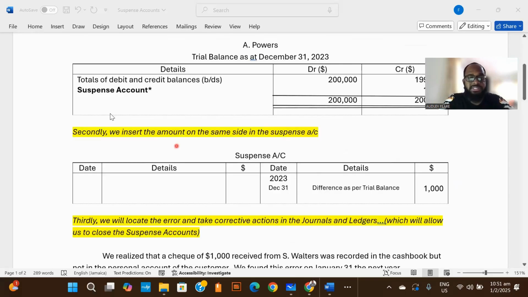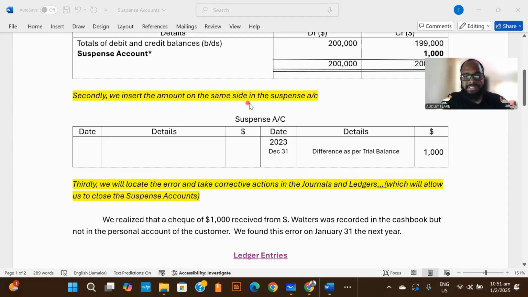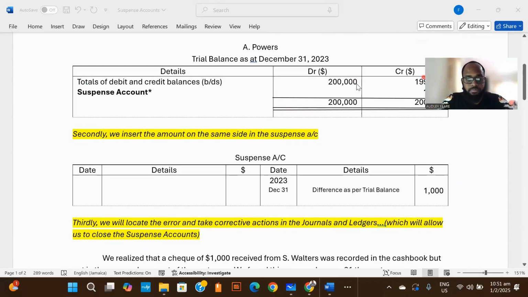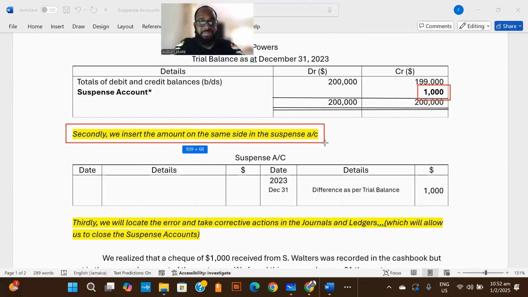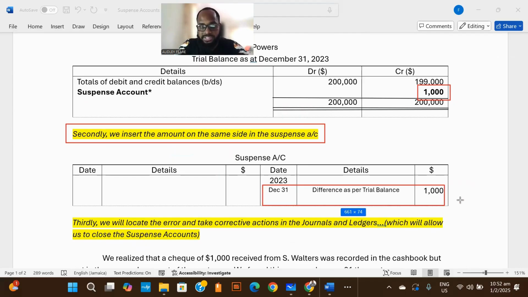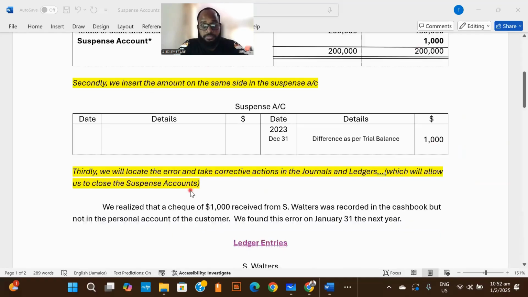What do we do next? Secondly, we insert the amount on the same side in the suspense account. So we are going to open a suspense account. Remember now, students, that we placed the difference in the trial balance on the credit side. So we insert the same amount on the same side of the suspense account. We open a suspense account, and then we place the difference on the credit side, the same side as what is up here. So after we have done that, let's move forward to see what else we have to do.